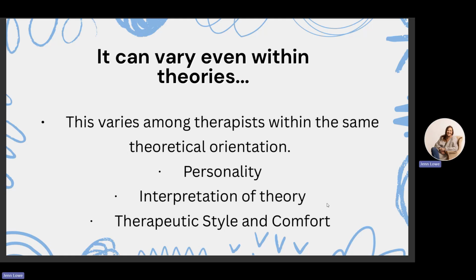It can vary even within theories. This is going to be true for the slides I make for Chapter 5 and Chapter 6 and Chapter 7. This varies among play therapists within the same theoretical orientation. So you could observe seven Jungian play therapists, and the amount that they track or how they track might be slightly different among them, right? It varies based on people's personalities, their interpretation of the theory, or their therapeutic style and comfort.